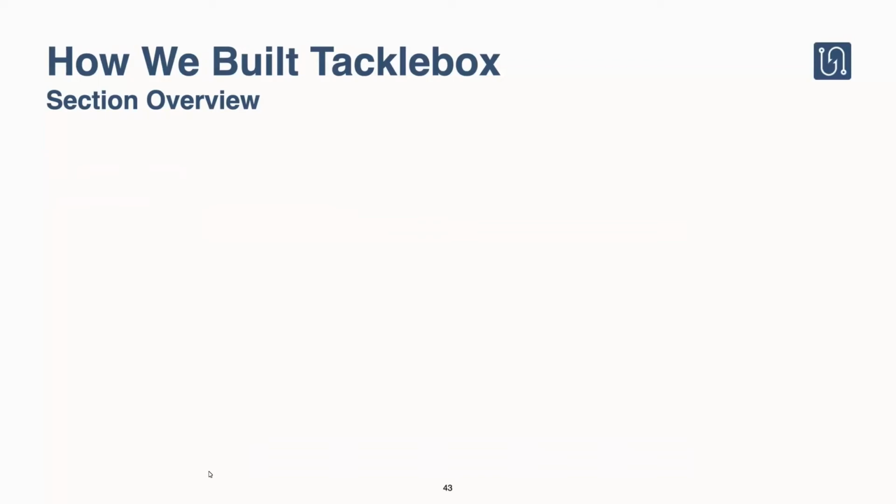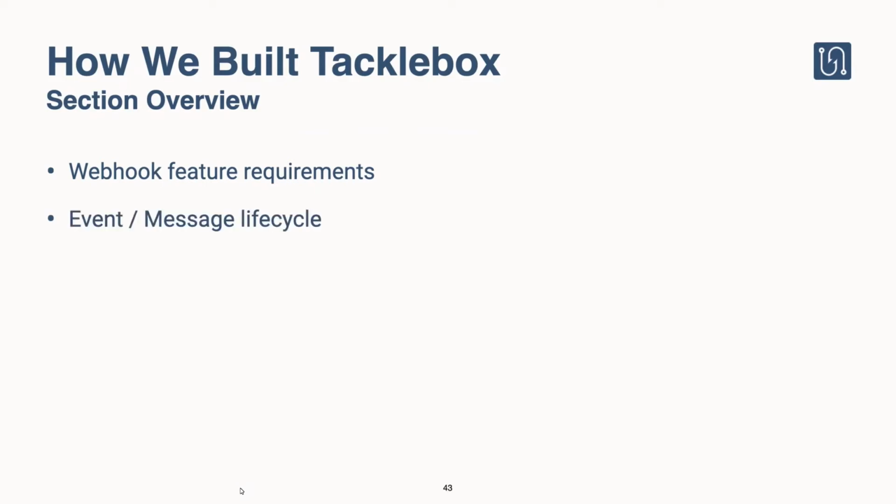And we're also going to go into some of the implementation decisions that we made along the way while we were building this. So it'd be difficult to discuss our architecture without first laying out what we believe to be required features in a webhook service. So we'll spend a bit of time reviewing those. After discussing required features, we thought it would be helpful to spend some additional time talking about the event message lifecycle, which we consider to be the core of our service.